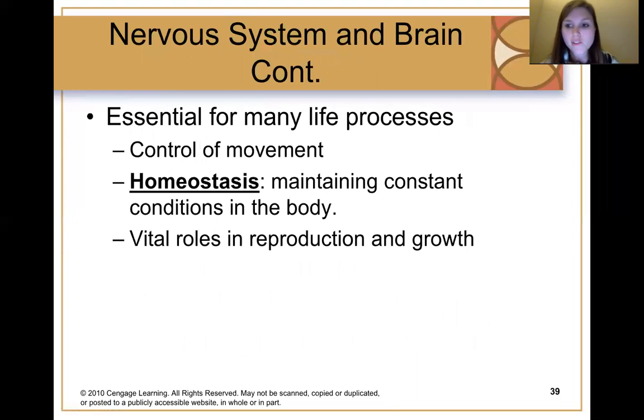So this is a term that some of you may remember from high school biology. But to refresh your memory, homeostasis just means maintaining constant conditions in the body, whether it's temperature or pH, or any sort of balance in the body that needs to be maintained is called homeostasis. So there are so many processes that go on in the body on a daily basis that work in opposition to each other to make sure that there is a good balance or homeostasis. And so the nervous system also has vital roles in reproduction and growth.